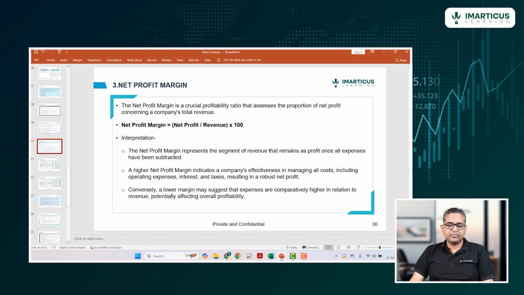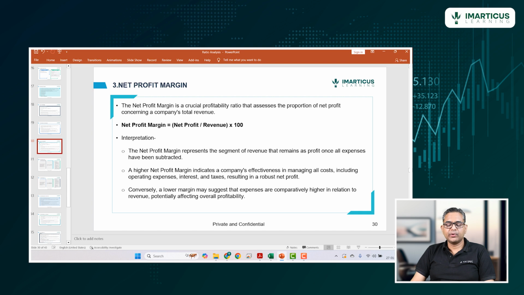Next is net profit margin. Net profit is after we have taken care of all the expenses, right? So now we are not just talking about COGS or operating expenses, but other things too: taxes, interest expense, everything. Once we have accounted for all of it, what is left as profit after tax, that is our net profit. That value with respect to revenue is known as net profit margin.